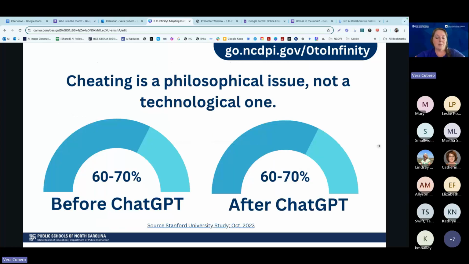Okay, so that brings us to another study by Stanford University, which is also linked at the bottom. And Stanford has been for several years studying cheating and is concerned with why there's so much cheating going on.